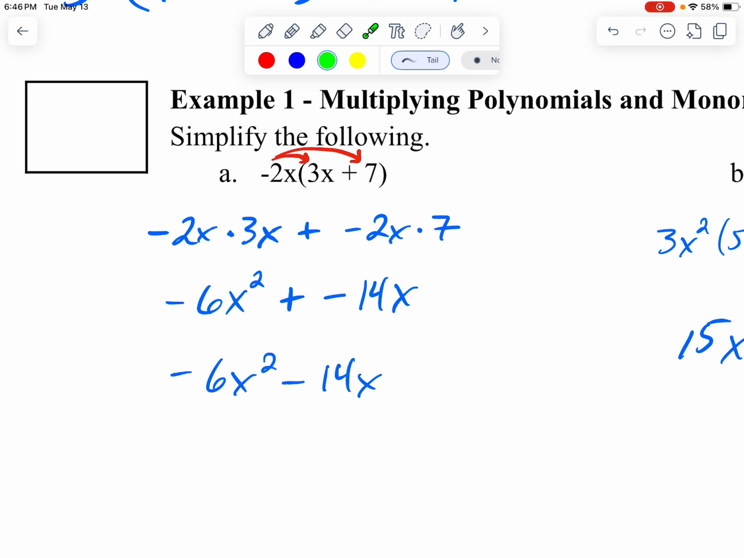When we simplify that now, the negative 2x times 3x, I always like to think of the numbers and the variables being separate. So negative 2 times 3 is negative 6. X times x is x squared. Plus, now I've got that negative 2x times 7, that's just negative 14x. And instead of writing plus a negative number, we should really simplify that into just a minus sign.